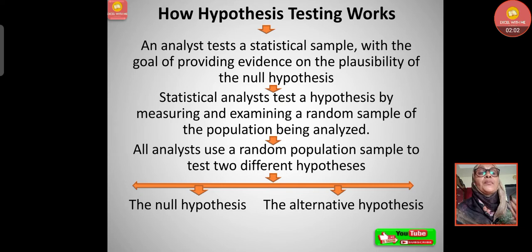Now, how does hypothesis testing work? An analyst tests a statistical sample with the goal of providing evidence on the plausibility of the null hypothesis. Obviously, when we already have tentative solutions like the null hypothesis, we will use a statistical sample to provide the evidence. Then statistical analysts test a hypothesis by measuring and examining a random sample of the population being analyzed. All analysts use a random population sample to test two different hypotheses. Already we understood these in the previous classes, the null hypothesis and the alternative hypothesis.